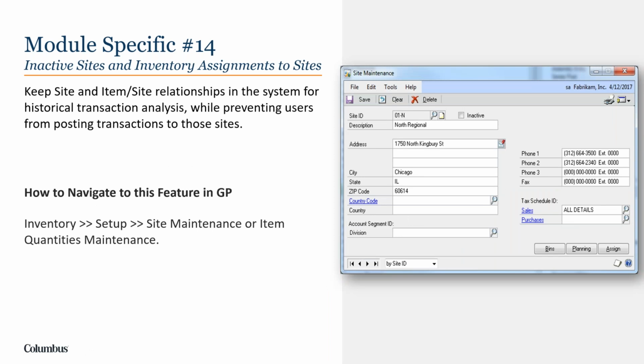Module specific number 14. If you're doing any inventory management within the application, there's a way now to keep site and item relationships in the system for the historical transaction analysis that you would need. At the same time, giving you that added benefit of looking through historical transactions, it still prevents users from posting to those sites. To do that, you'll go into inventory setup, site maintenance, or the quantity maintenance, and then you're going to want to select inactive.